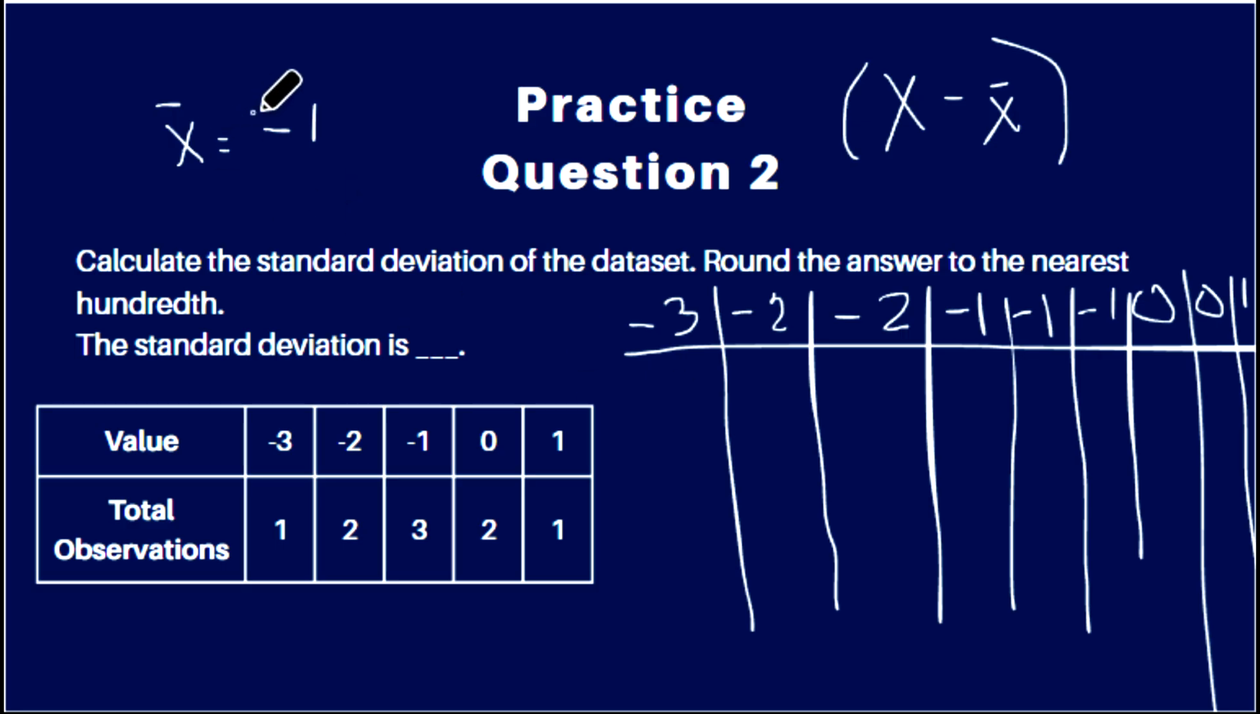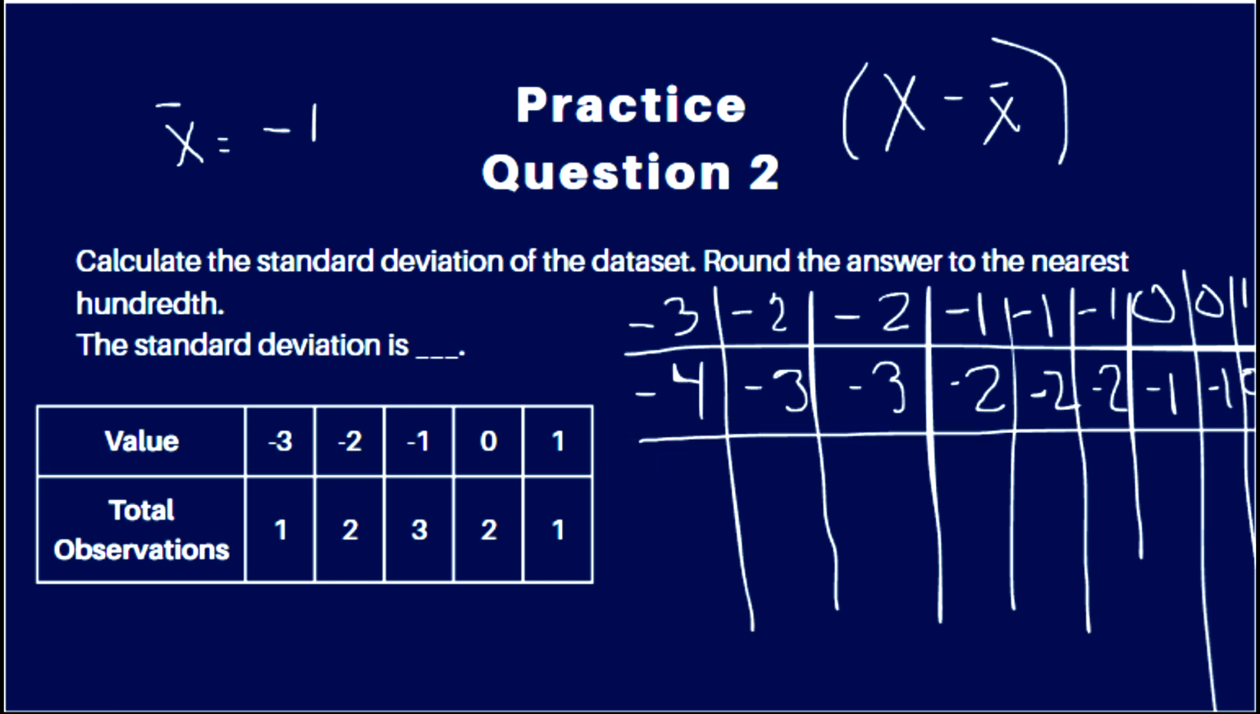Let's find the difference. If the mean is -1, -3 minus -1 gives us -4. -2 minus -1 gives us -3. This will also be -3. -1 minus -1 gives us -2, -2, -2. 0 minus -1 is 1, and 1 minus -1 is 2. Now, if my answer goes wrong, it's because I made a mistake here, but I really think this is right. Don't trust me. I'm not a math person.